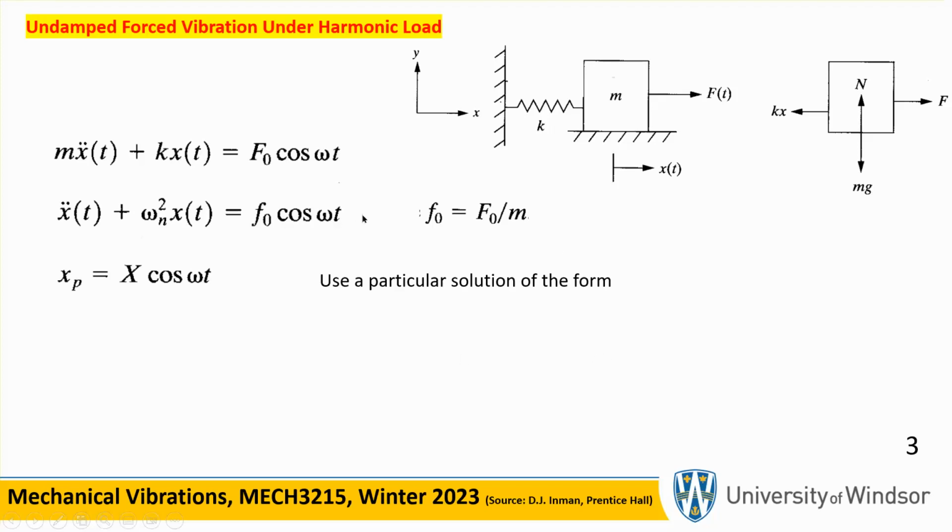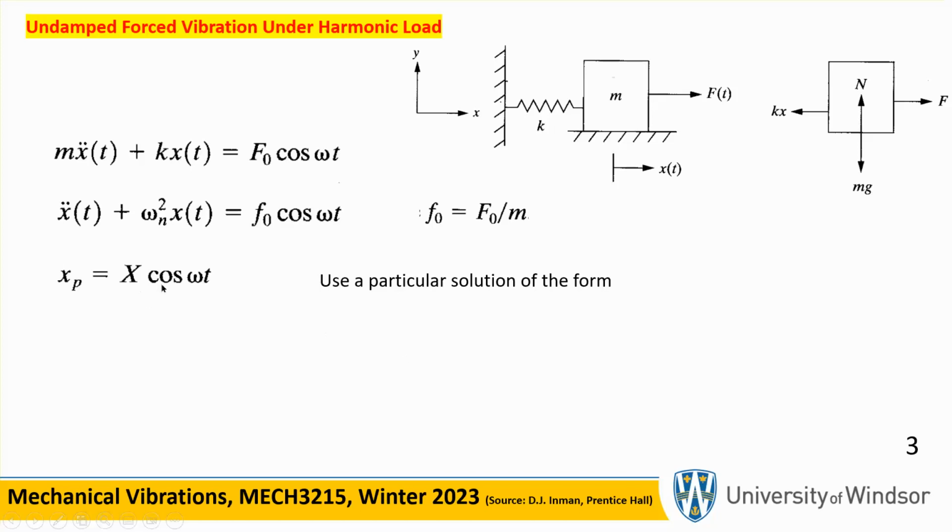Now, we want to solve this. And of course, you have done this thing in your differential equations course, but this is how actually it was done. So you guess a solution of the form X cosine of omega t. In other words, you're saying that the solution of this type will actually satisfy that equation. That's why we call it a particular solution. And it's just a matter of finding out what big X is, okay?